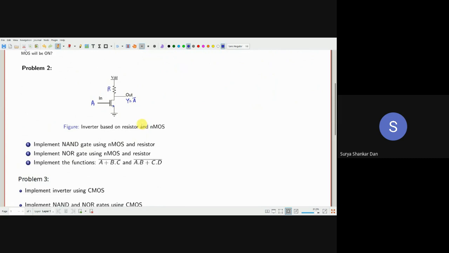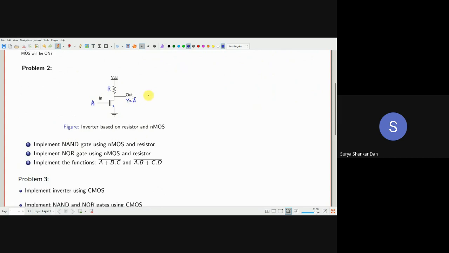Before we end this tutorial, we are also going to look into why this configuration, that means the resistive load configuration, is not used for digital logic. We will look into that as well. So if we want to implement a NAND gate, always remember that the function which we want to implement should always be in the N block. For example, this is an inverter, so we need to have the functional element in the N block.